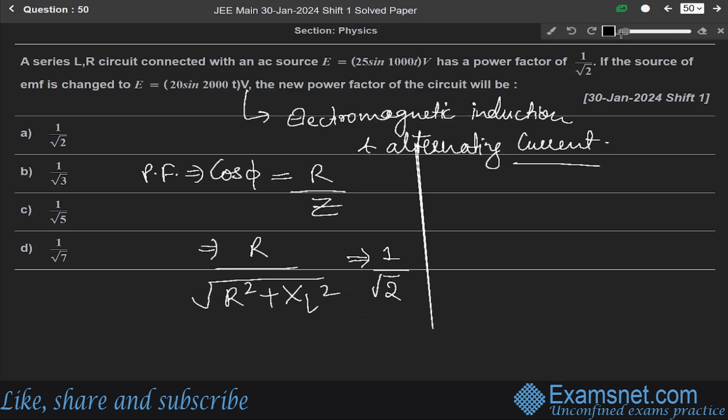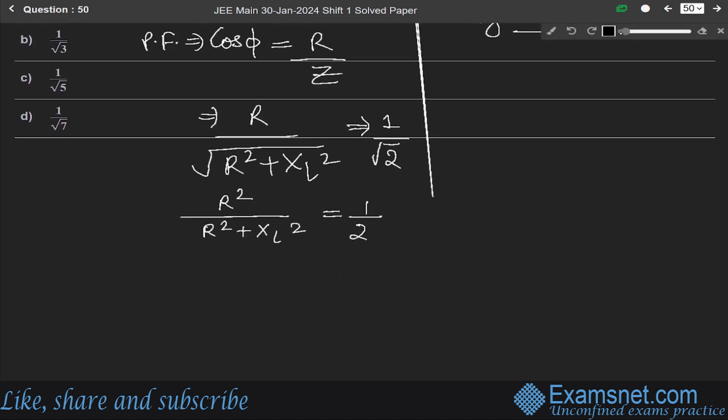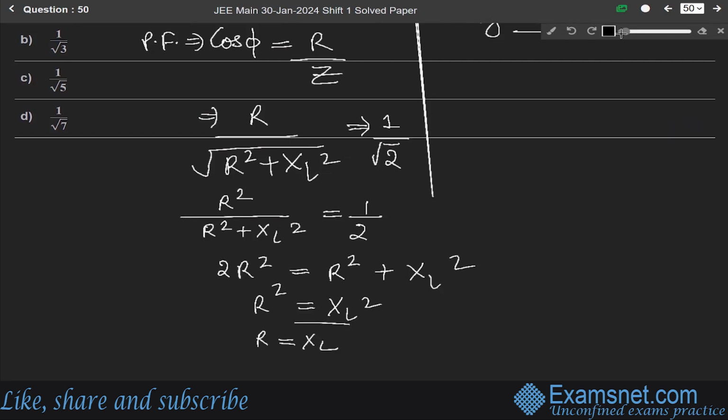Okay. Now squaring both sides, we get R square over R square plus XL square equals 1 by 2. Now cross multiplying it, we get 2R square equals R square plus XL square. So R square will be equal to XL square. It means R is equal to XL. According to the question, when the power factor is 1 by root 2, at that time R is equal to XL.